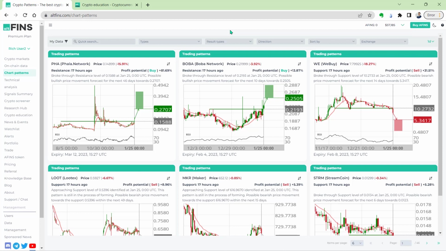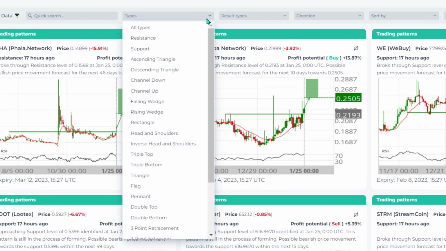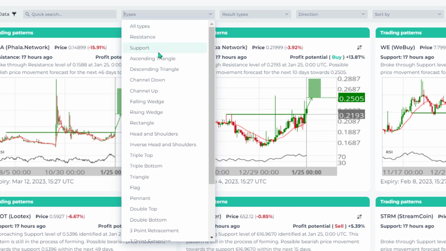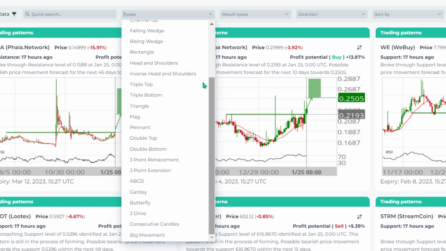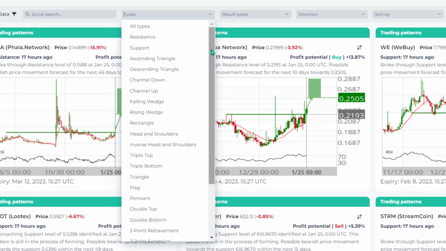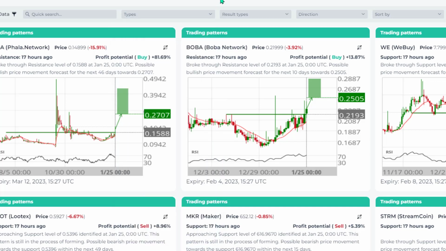There's about 16 different chart patterns that it detects, anything from resistance or support breakouts to ascending, descending triangles, head and shoulders, inverse head and shoulders, and so on. And various chart patterns have different success rates in achieving their targets.